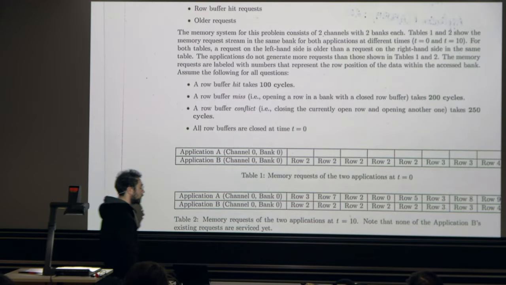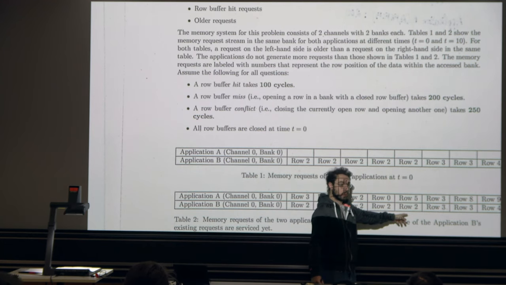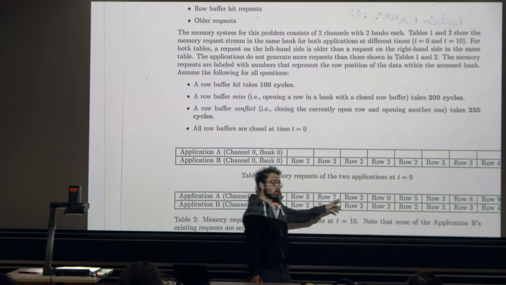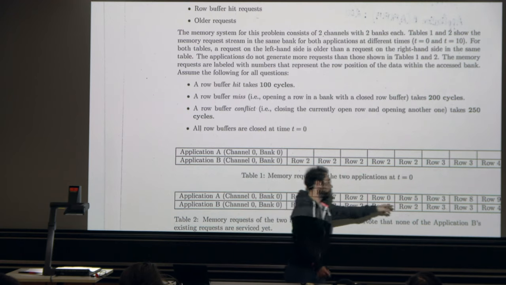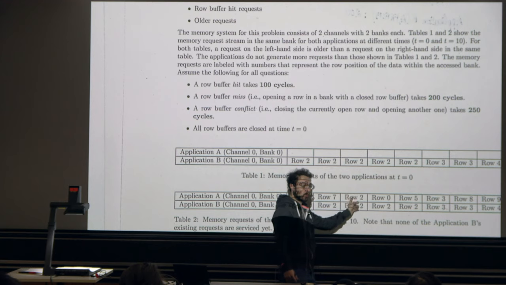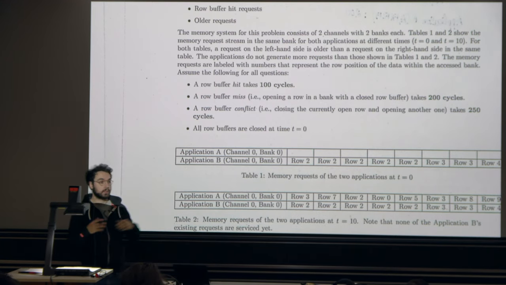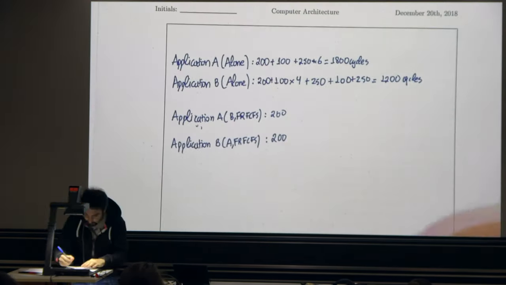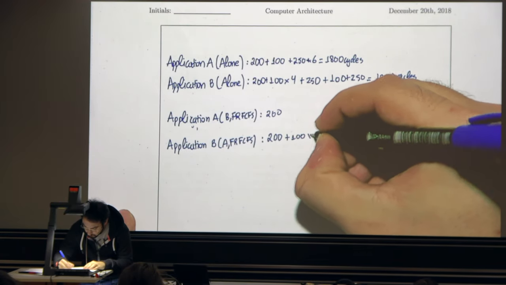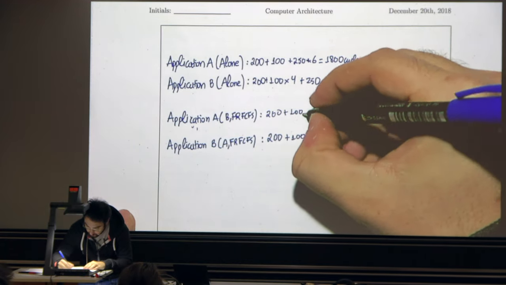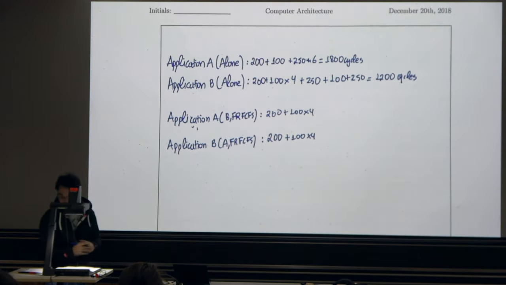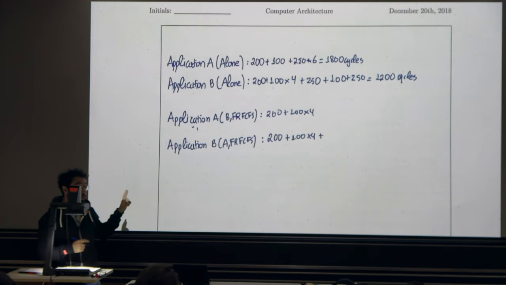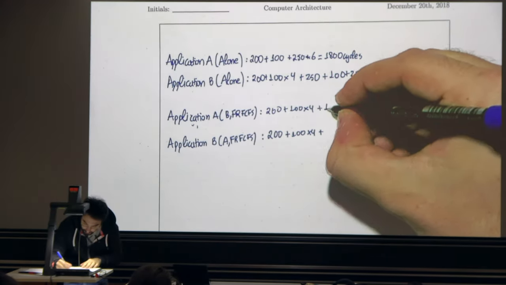Then application B will execute 1, 2, 3, 4 requests because these are all hits. But in application A, there is also row 2, right? So before this row 3 is opened, we need to execute one hit from application A, because this request can be serviced. It's in the same row buffer, right? So we can actually perform the request. So what we will have is 200 plus 100 multiplied by 4 and 200 plus 100 multiplied by 4, because we accumulate this latency. Then we service row 2 from application A. So we have a hit in both.